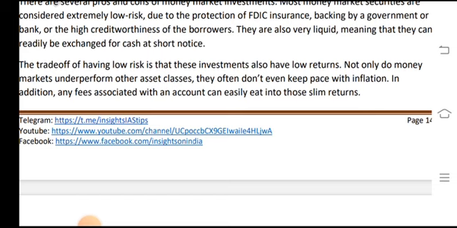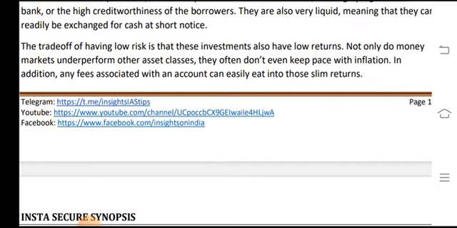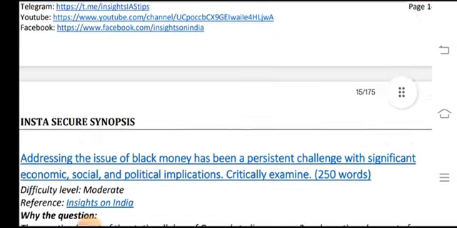The trade-off of having low risk is that the investments also have low returns. Not only do money market funds underperform other asset classes, they often don't even keep pace with inflation. In addition, any fees associated with the account can easily eat into those slim returns.